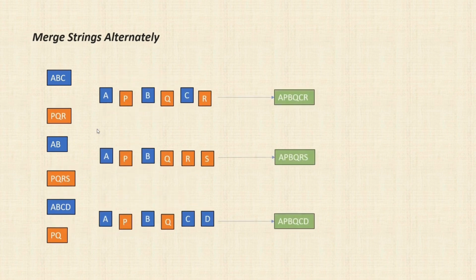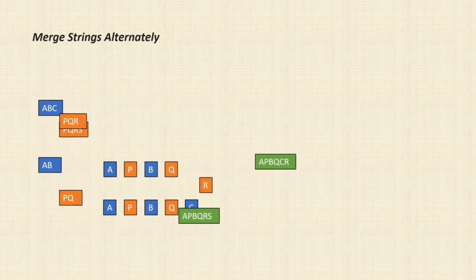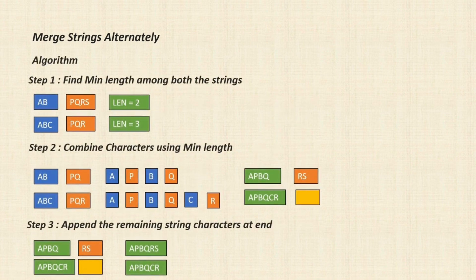So let's try to understand the algorithm to solve the given problem. So in the step 1 we will be finding minimum length among the strings. So the minimum length will be useful in iterating the for loop to merge the strings alternatively. So in the example AB and PQRS the minimum length would be 2, and in the example ABC and PQR the minimum length would be 3 since they both are of the same length.